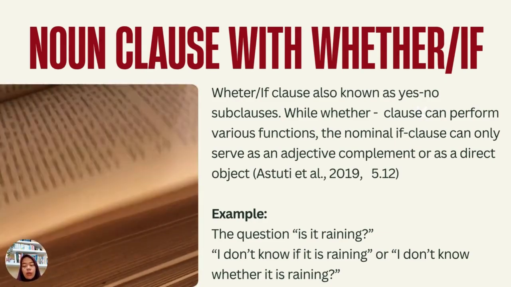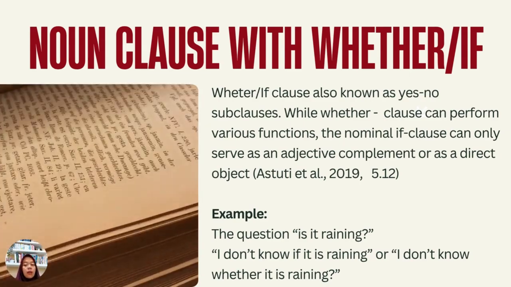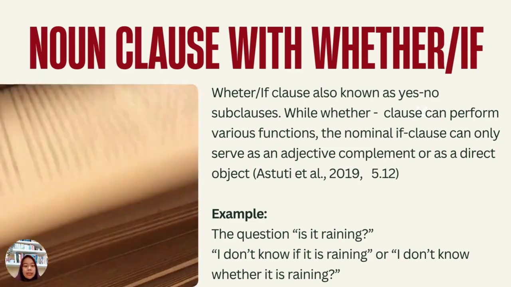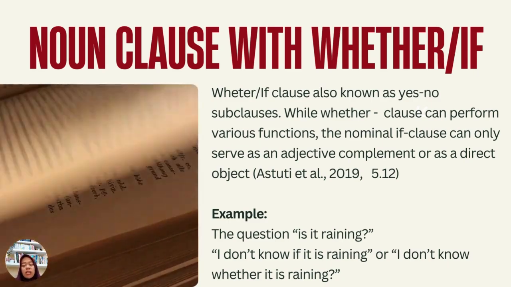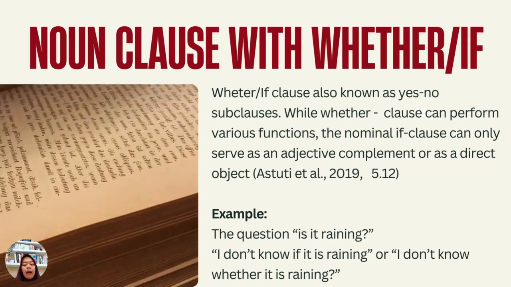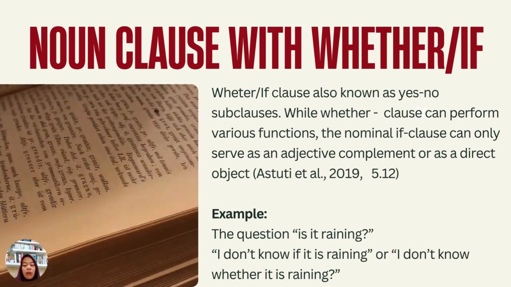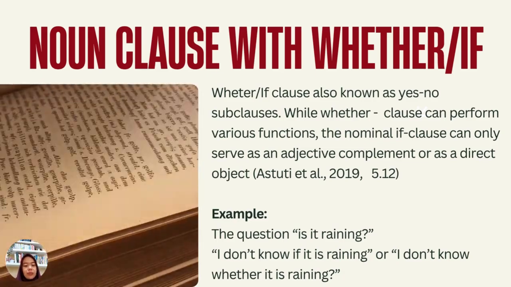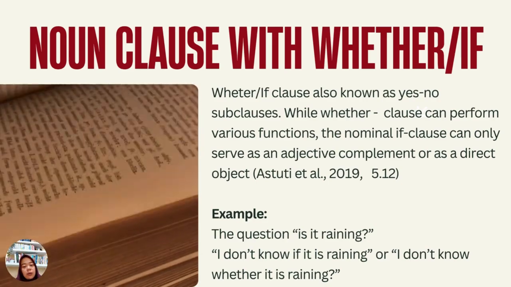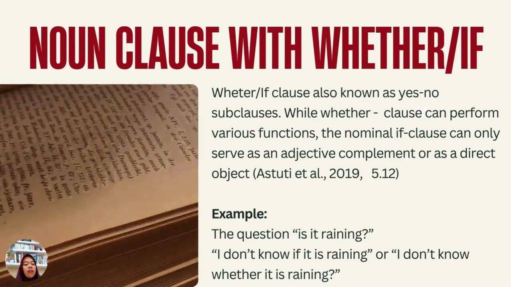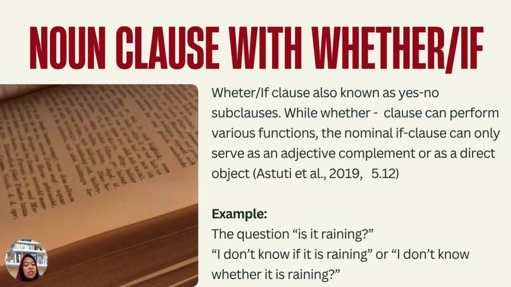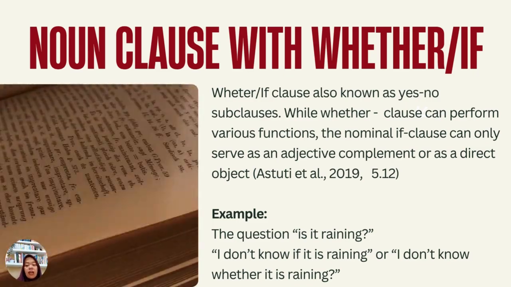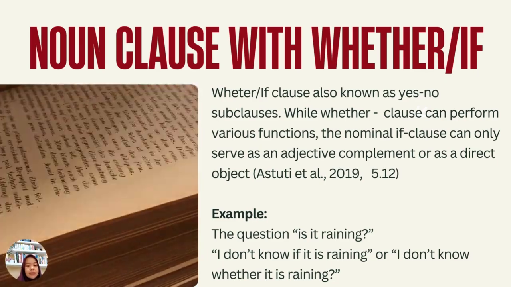Now let's talk about noun clauses with whether and if. These clauses are used for hidden yes or no questions inside a sentence. For example, the question, is it raining, can become, I don't know if it is raining, or I don't know whether it is raining. As Azar mentions, while whether clauses can perform various functions, the nominal if clause can only serve as an adjective complement or as a direct object. We can discuss this in the next slides in detail.